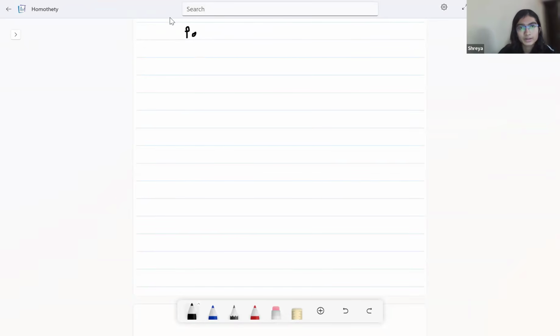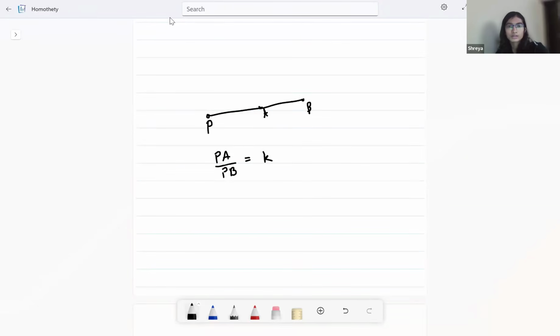So homothety is a transformation. You take a center of a homothety, which is P, and then for any point A in the plane, you send it to the point B such that PA over PB is equal to some fixed constant K. So the way you should think about this is like you're looking at the whole plane through P and scaling it by a factor of K.